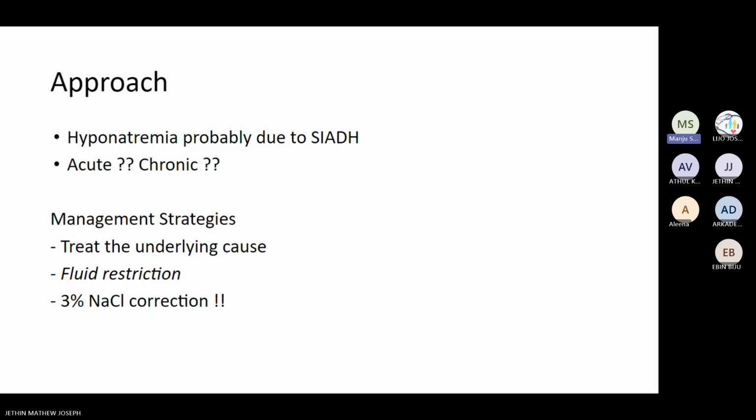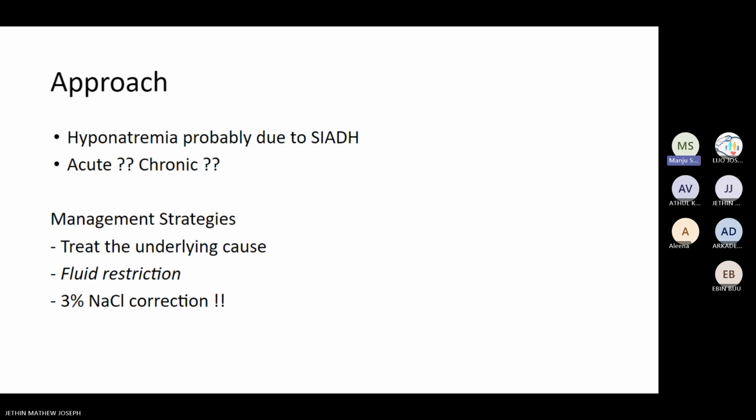So, how will you manage a case of SIADH, which is probably precipitated by an infection? So, the first thing is treat the underlying cause. He has a pneumonia, you want to treat him with antibiotics, give him the necessary treatment. Then comes the part about fluid restriction and your 3% NaCl correction. So here the information is not adequate for us to decide whether the patient falls into the acute or chronic, but definitely he has a moderate hyponatremia. So you will not be faulted for giving 3% NaCl.